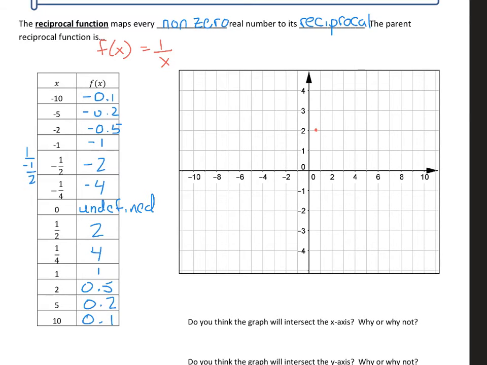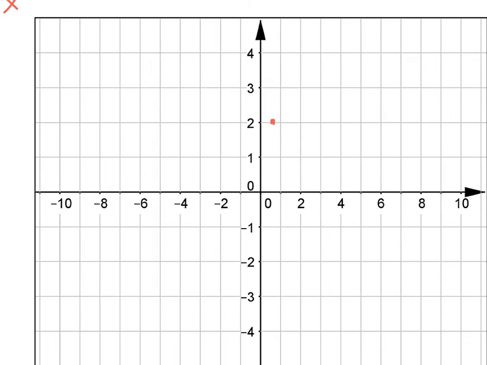I'm going to have to zoom in here. At x equals 1, our output is 1. At x equals 2, our output is 1/2. At x equals 4, we would be at 1/4. And all the way down to 1/10 over here. And at 1/4, we're going to be up at 4.